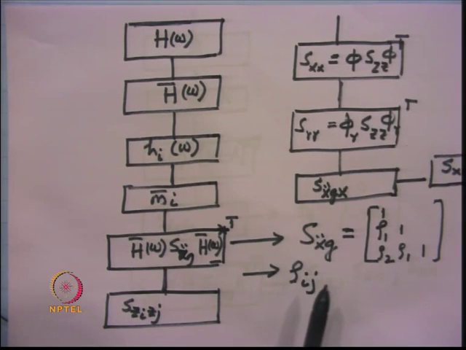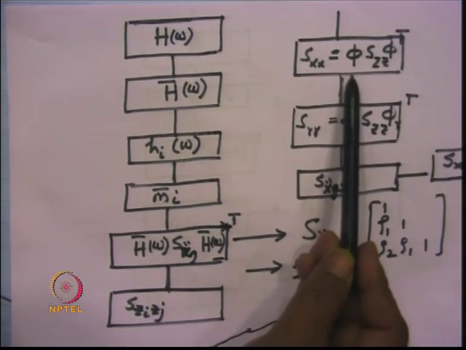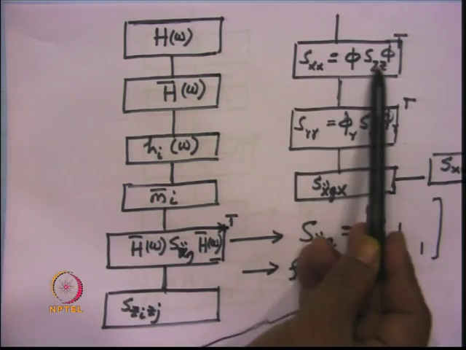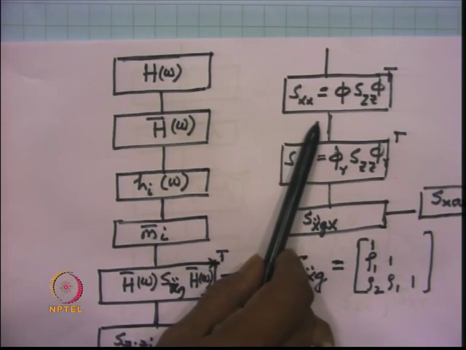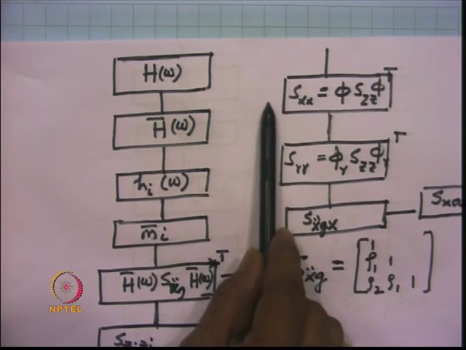And rho_ij must be expressed with the help of an expression for the coherence function taken from the literature, which is appropriate for the particular site. And then one can obtain S_ZiZj, that is the cross power spectral density function between any two generalized displacements. Once we know S_ZiZj, one can obtain the S_ZZ matrix from that. If you use that S_ZZ matrix, then this particular equation uses the mode shapes to find out the S_XX, that is the power spectral density function matrix in the structural coordinate.